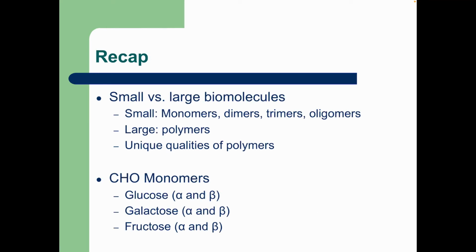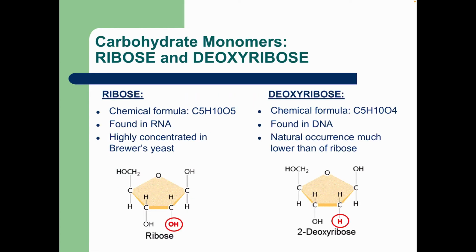So just a recap, we have our small versus large biomolecules. Small include our monomers, dimers, trimers, and oligomers. Large are our polymers, and these have unique qualities. We talked about our carbohydrate monomers, which include glucose, both alpha and beta, galactose, alpha and beta, and fructose. The other ones we talked about were ribose and deoxyribose.